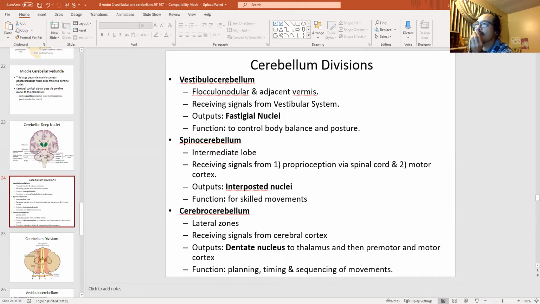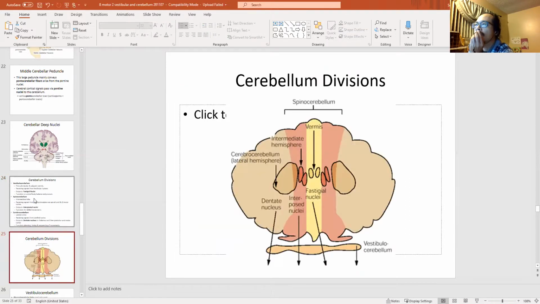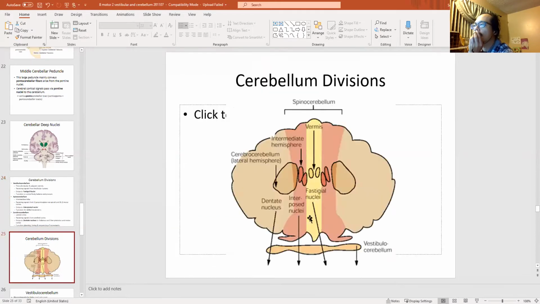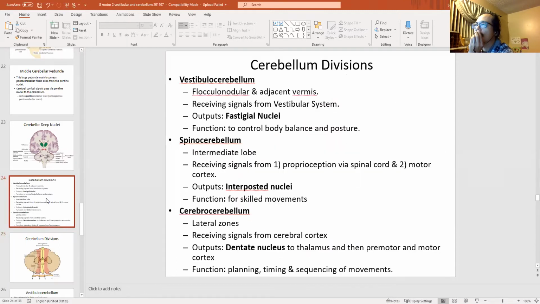The vestibular cerebellum includes the flocculonodular lobe that is right here, as well as the adjacent vermis. So part of the vermis here is the vestibular cerebellum. Their input is everything about the vestibular system, including the vestibular sensory organ as well as the vestibular nuclei.